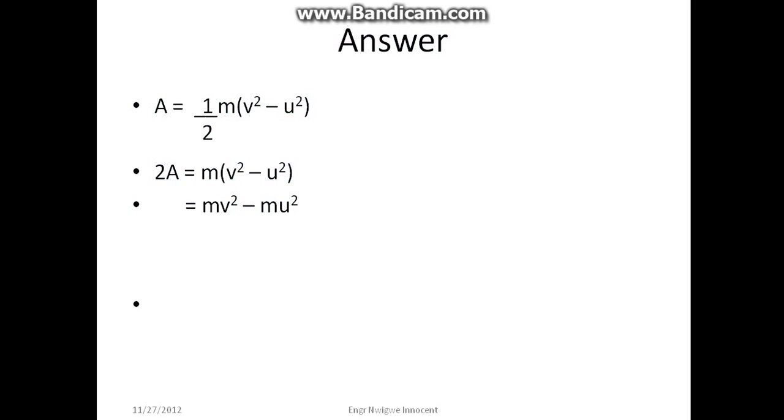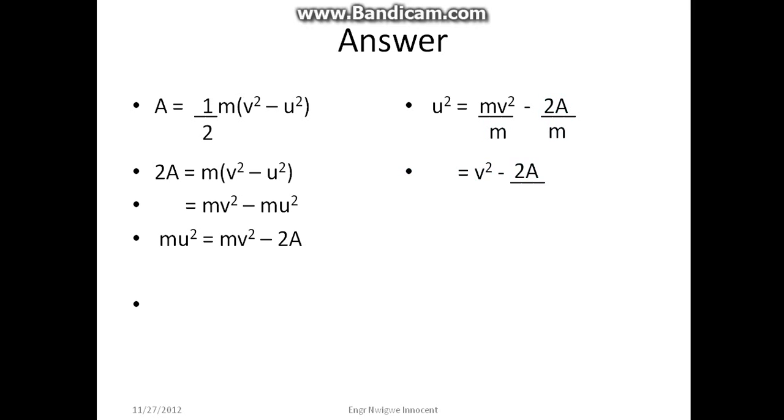Since we are looking for u, we want to make u the subject of the formula. We take mu squared to the left hand side and the 2a to the right hand side, which will now give mu squared is equal to mv squared minus 2a. Therefore, dividing all through by m, we now have u squared is equal to mv squared over m minus 2a all over m, which is the same thing as v squared minus 2a over m.